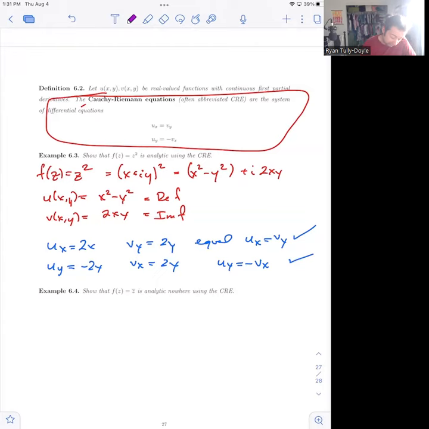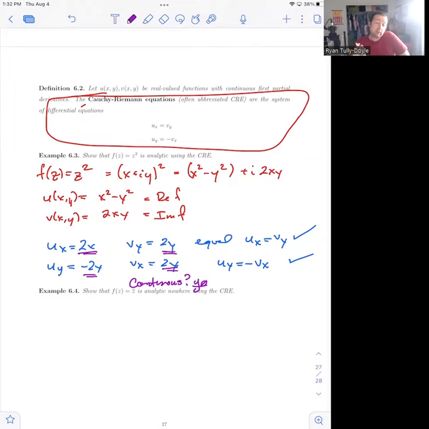So when I look at this, I say, okay, are all of these pieces that came out continuous? Does this have continuous derivatives? And the answer is yes. This is a hypothesis that's very important when we're testing this, that the derivatives themselves are also continuous. So the combination of the derivatives being continuous and the Cauchy-Riemann equations being satisfied means that we can conclude that f of z equals z squared is an analytic function.